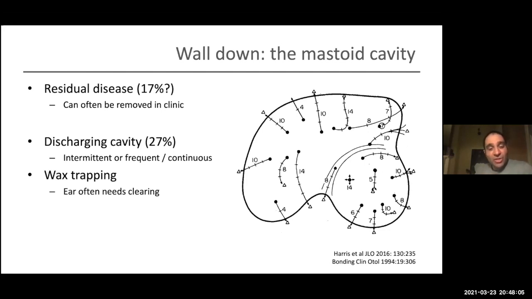However, around a third of patients end up with a discharging cavity because that reconstruction just didn't work. And I don't know if that's poor technique or just bad luck. It may be intermittent or frequent and continuous. And if it's frequent and continuous, these patients really are fed up with it. Wax can also trap in this ear, and we don't fully understand that. This is a study showing the movement of wax out of a mastoid cavity. It can go all over the place, so we don't really understand it.